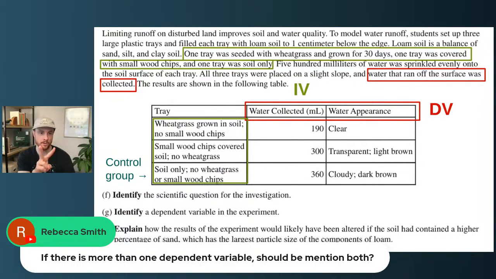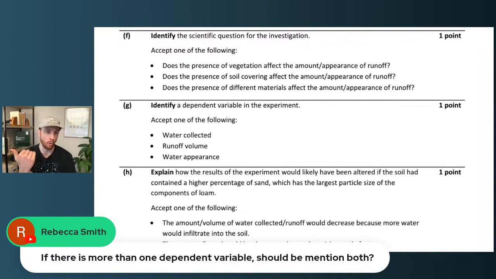And in this case, you're right, Rebecca, that there are two. You can just pick one, and the scoring guide, which I'll put on the screen now, is going to show both as acceptable. So you can see the correct answer for G is water collected or runoff volume or water appearance. So all three would be acceptable answers.